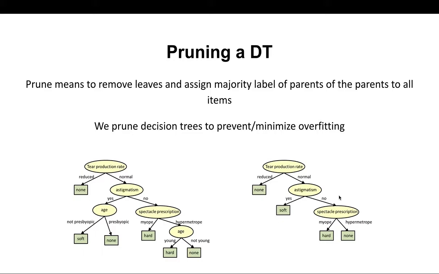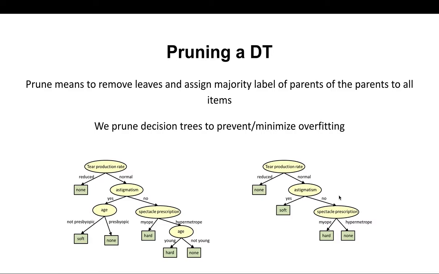So what does it actually mean to prune a decision tree? To prune a decision tree means to remove its leaves and assign the majority label of all the parents to all the items. This is a really technical definition, I'd say, when you're actually building a decision tree and pruning it in the same process. So I think to simplify this, what we're doing is reducing the dimensionality of a decision tree when we prune it. By dimensionality, I mean the size. We're reducing the dimensions of a decision tree.